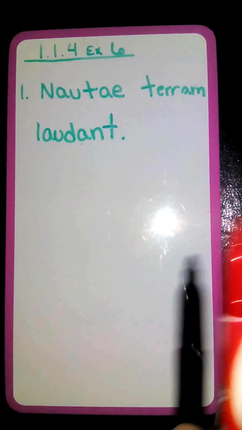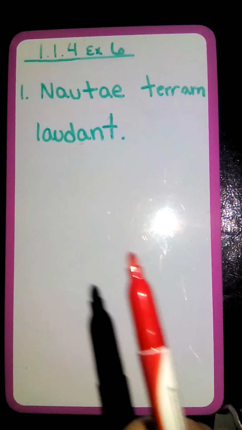Okay, now we're going to move on to Unit 1, Lesson 1, Section 4, Exercise 6. The instructions tell us to, number 1, say it in English, and number 2, diagram sentences 1, 3, 6, and 9. I'm going to walk you through this slowly. So we're going to read first in Latin. It says, nautae terram laudant.